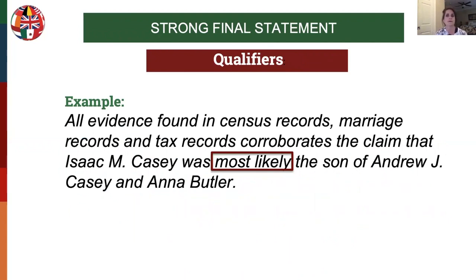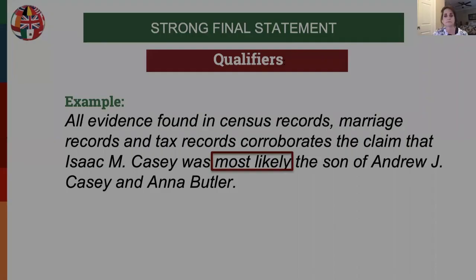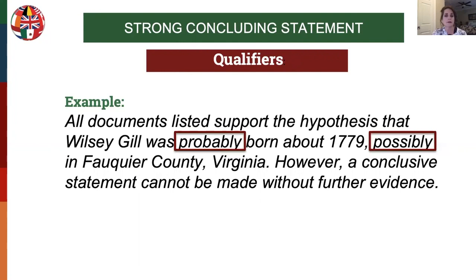Here are some examples of using qualifiers in a strong final statement. All evidence found in census records, marriage records, and tax records corroborates the claim that Isaac M. Casey was most likely the son of Andrew J. Casey and Anna Butler. Another example: all documents listed support the hypothesis that Wilsey Gill was probably born about 1779, possibly in Fauquier County, Virginia. However, a conclusive statement cannot be made without further evidence.